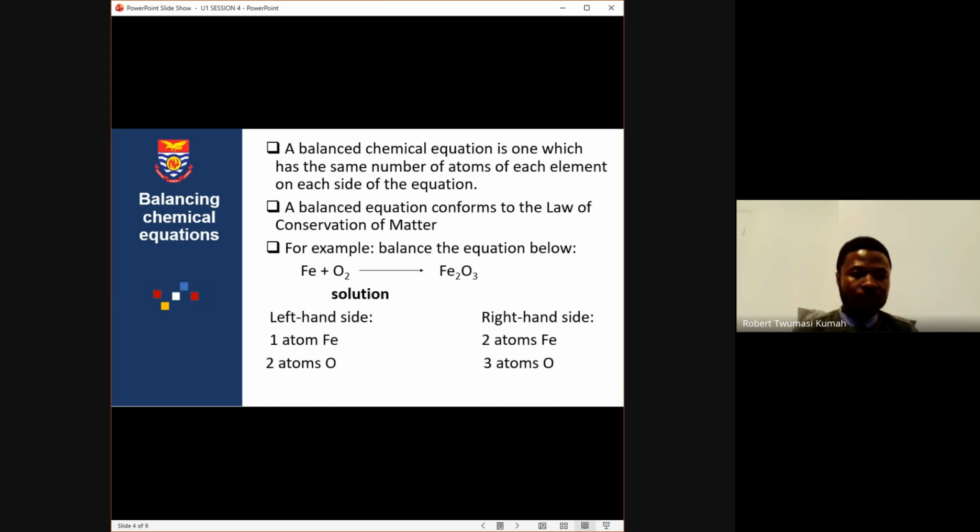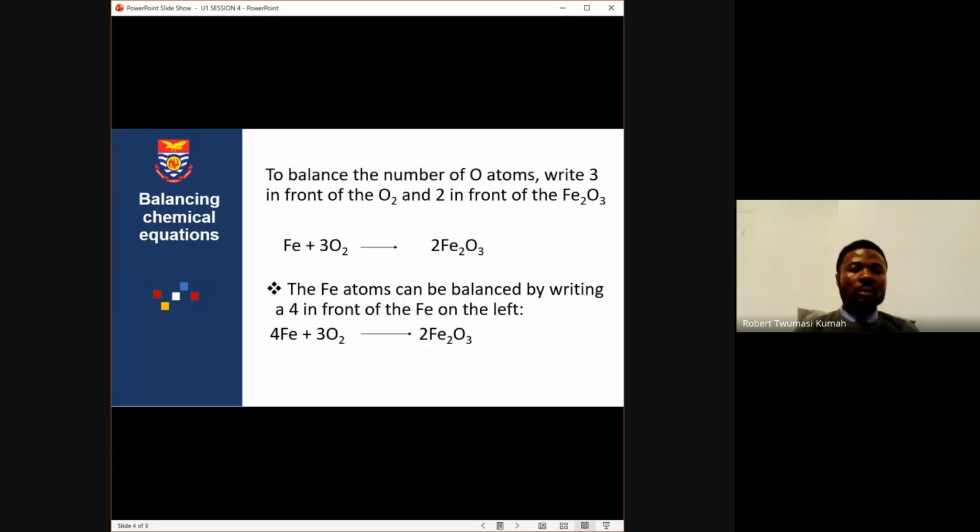Okay, so let's see. We have analyzed it. There is 1 atom of iron and 2 of oxygen at the left; there is 2 and 3 on the right. So to balance the number of oxygen atoms, we need to write 3 in front of the oxygen gas and 2 in front of the iron oxide. So we have 3 in front here, and then we have 2 here.